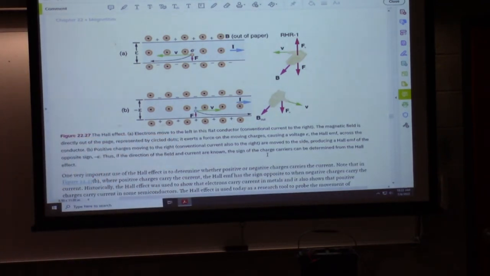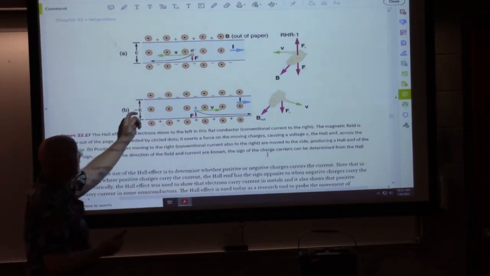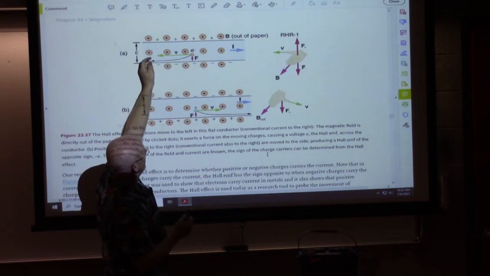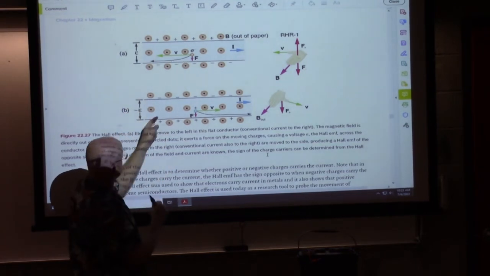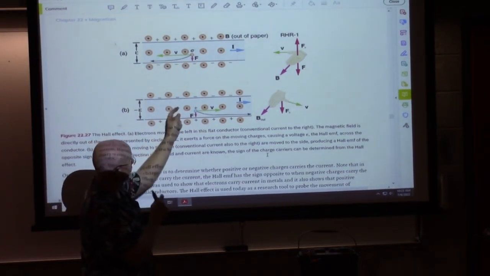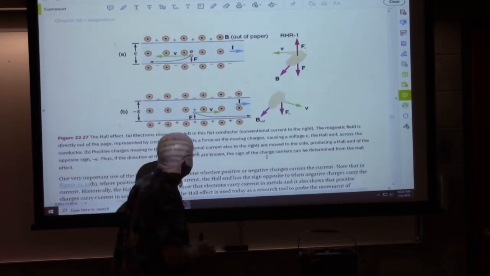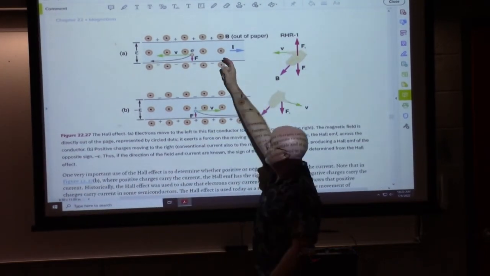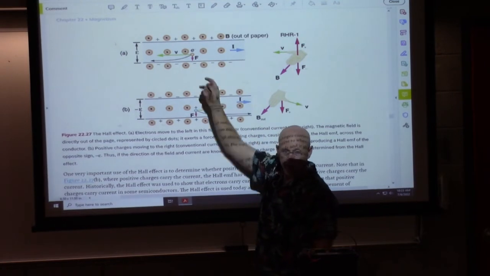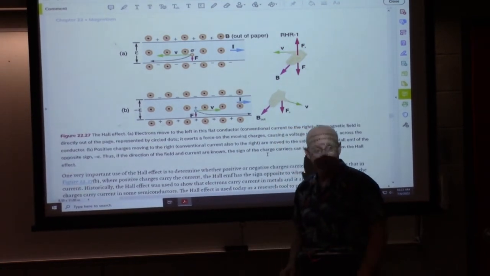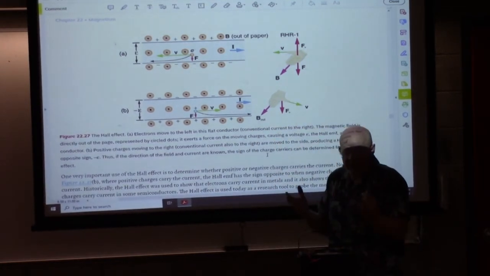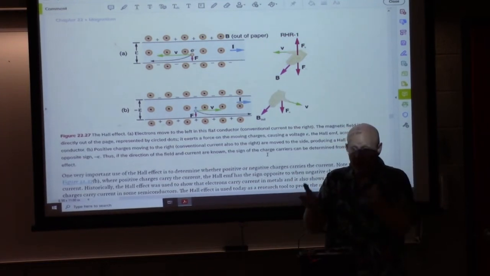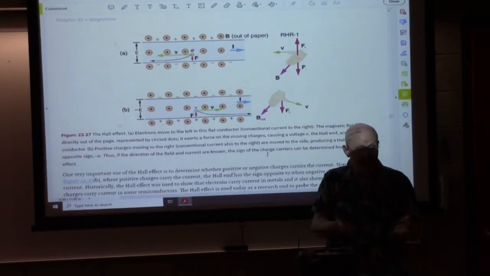If you looked at the individual particles, if they were positives that were moving, they would go this way. And I guess that's what this one is showing. If positives were moving, they would be going this way. If negatives were moving, they would be going this way. And so Hall was the genius who actually figured out what's actually moving. Are the negatives moving or the positives moving?